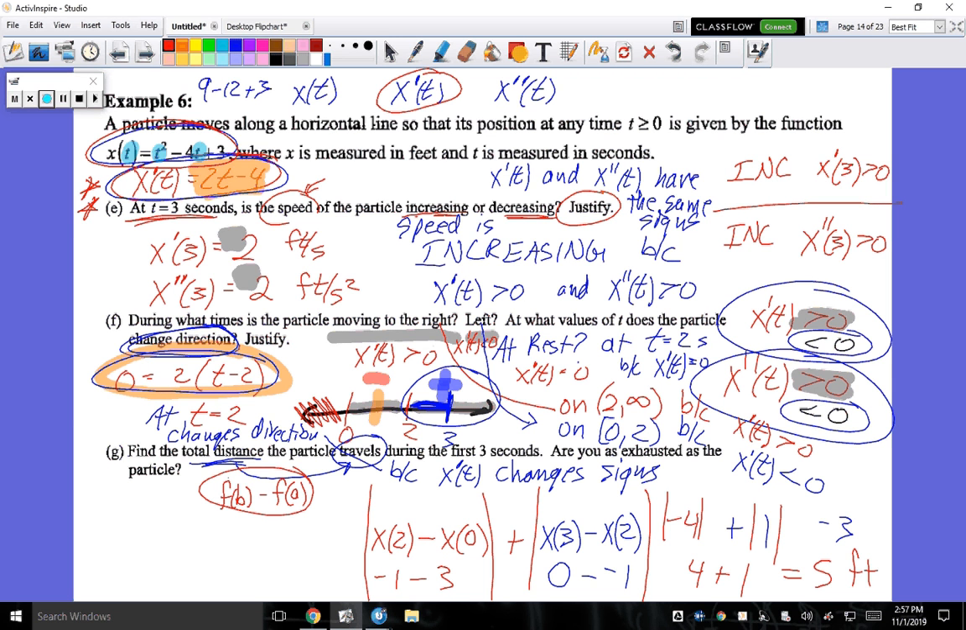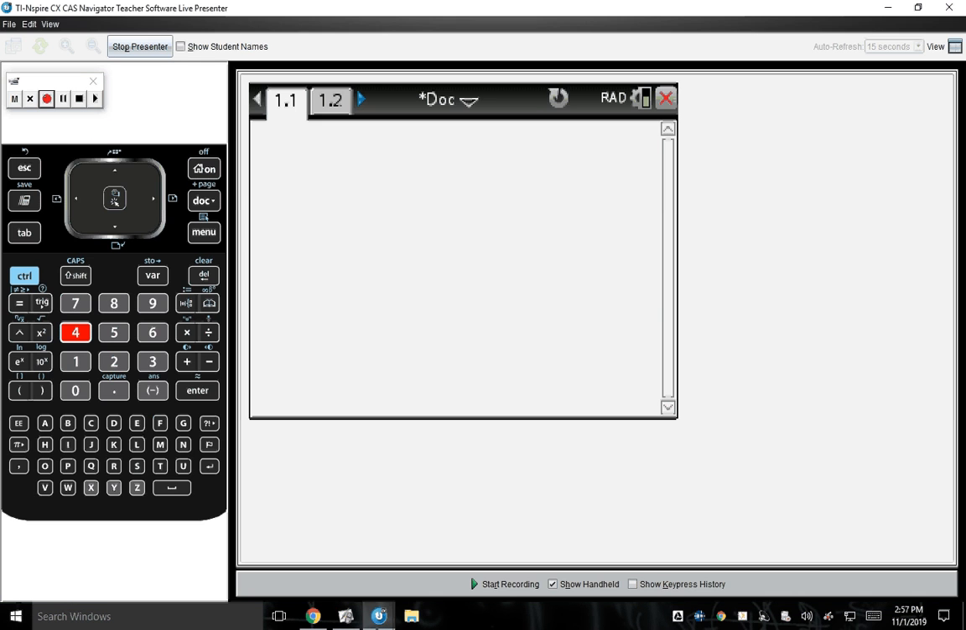Now look, let me show you with the calculator real quick before we leave, because we do have time, how to do these easily to check on the test, because you will have the calculator and you can check and see what you got. t squared minus 4t plus 3. Here we go. I'm going to store it as my position function x of t.